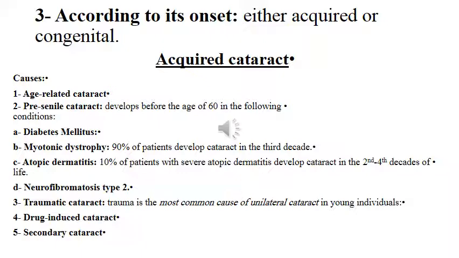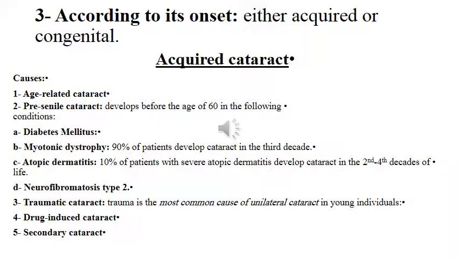What about traumatic cataract? This is the most common cause of unilateral cataract in young individuals. Any patient with unilateral cataract, you should ask first about any history of trauma. This trauma can be this week, in the previous month, or before 5 years.